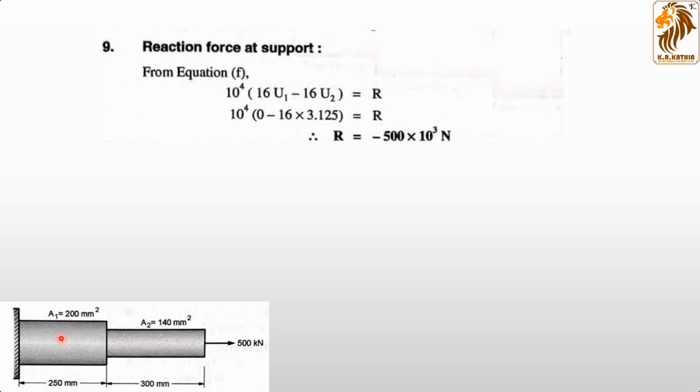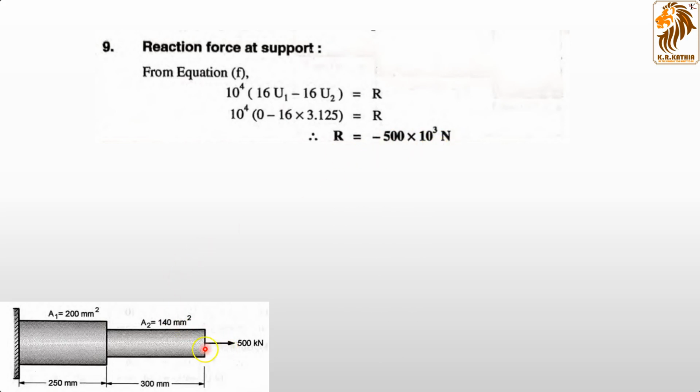If you remember, that was the stiffness matrix we derived, K1, having the values 16, negative 16, negative 16 and positive 16. So from there we have derived that 10 raised to 4 times 16u1 minus 16u2 is equal to R. By solving this, we are getting R equal to minus 500 cross 10 raised to 3 Newton.